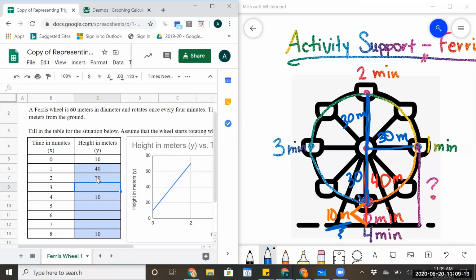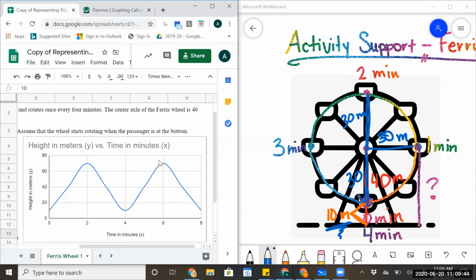By the time we get back to 3 minutes, hopefully you guys are catching on to this pattern now. Again, we're lined up with the center of the Ferris wheel, so we are 40 meters off the ground. And this is just going to keep happening over and over and over again. All right, that's the characteristic of our cosine graph. You're just traveling over and over and over again in the same pattern. Okay, so there's my graph. Spreadsheets isn't the greatest at making cosine graphs, but there it is, the basics.